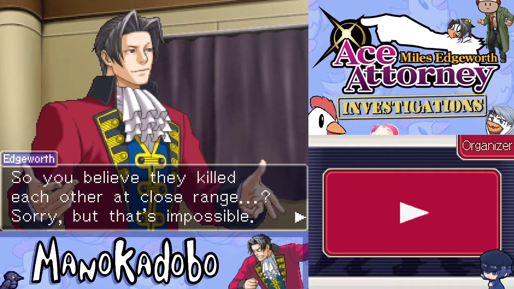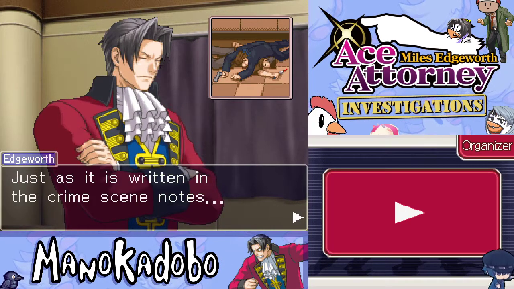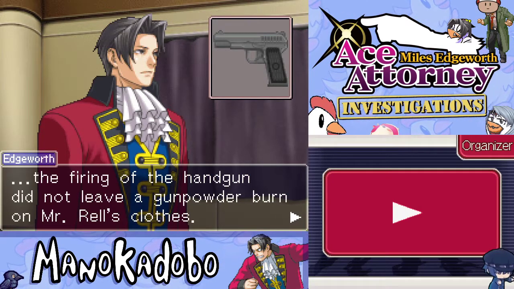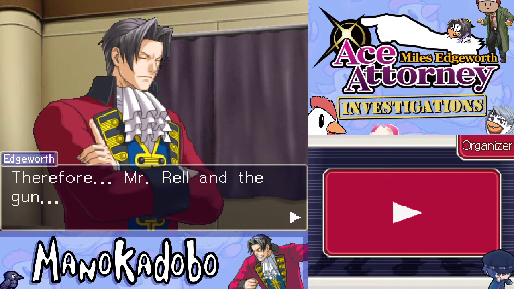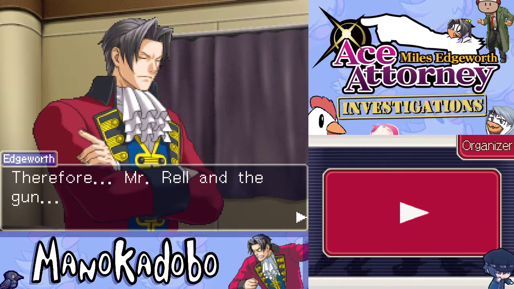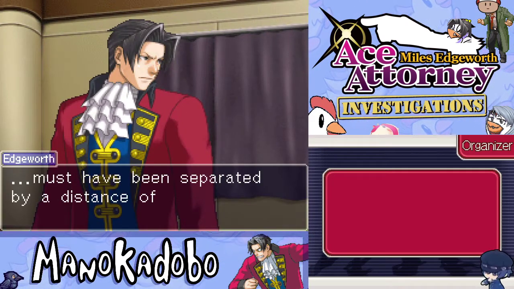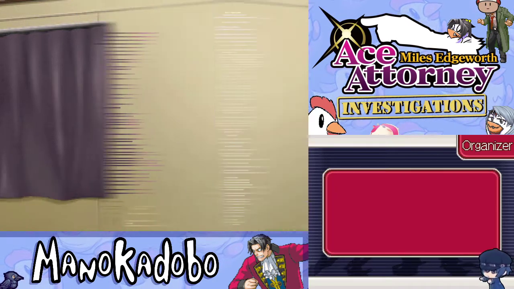So, you believe they killed each other at close range. Sorry, but that's impossible. Just as it is written in the crime scene notes, the firing of the handgun did not leave a gunpowder burn on Mr. Rell's clothes. I bet both are valid. Thank you, game. Therefore, Mr. Rell and the gun bullet must have been separated by a distance of at least 2 or 3 yards.